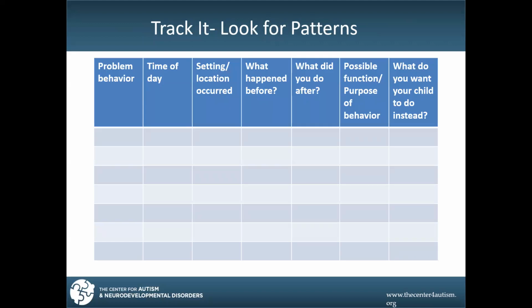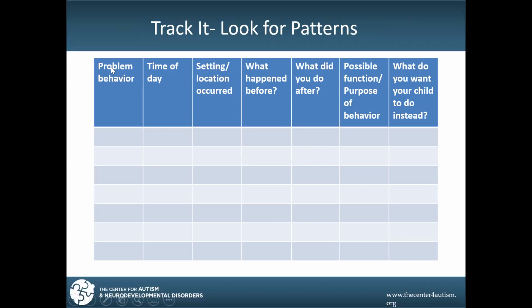Now that you have learned how to define a specific behavior and describe what happens immediately before as well as immediately after, one way to determine what the potential function of the behavior is, in other words, why the behavior keeps occurring, is to track it and look for recurring patterns. You can use a form similar to the one here to keep track each day.